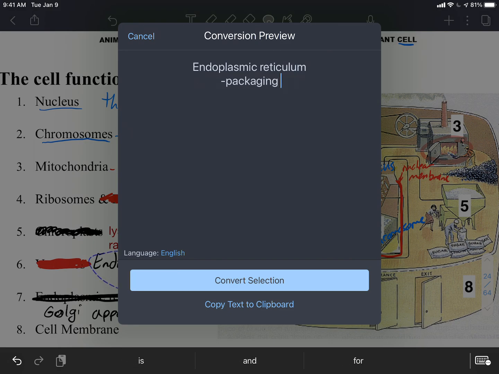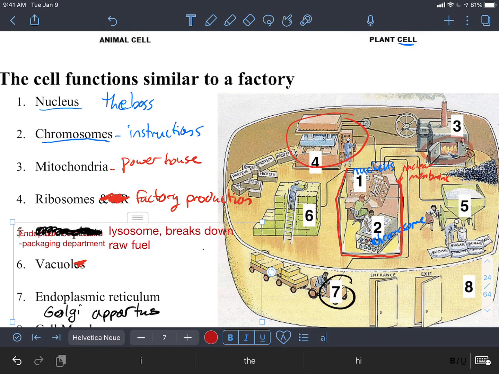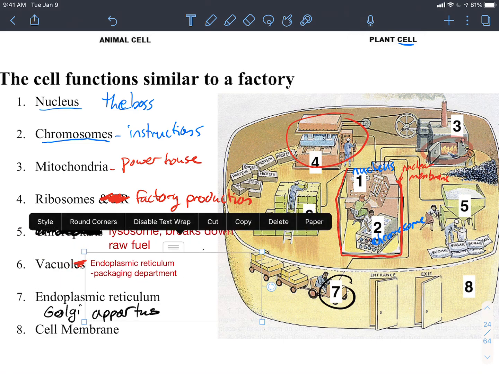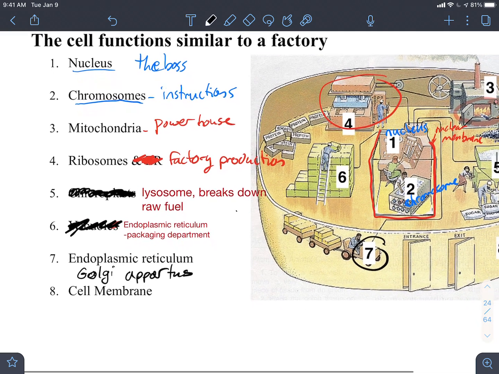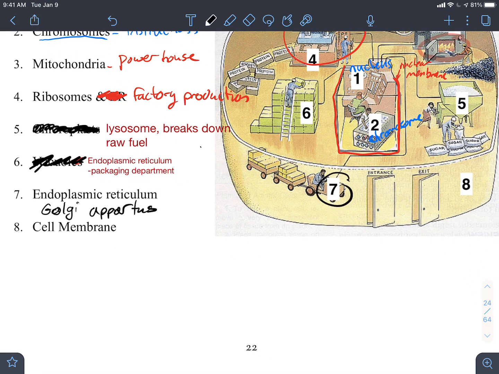Let's call it packaging department. Okay. And we're going to cross out the vacuoles again. All right, and then we do have the cell membrane, which is the last step, which is 8, coming in and out, prevents the walls of the factory.